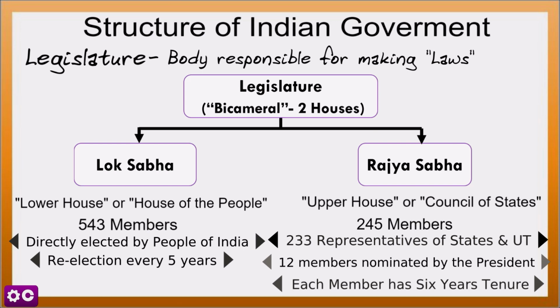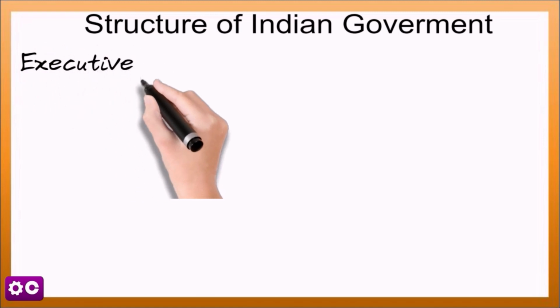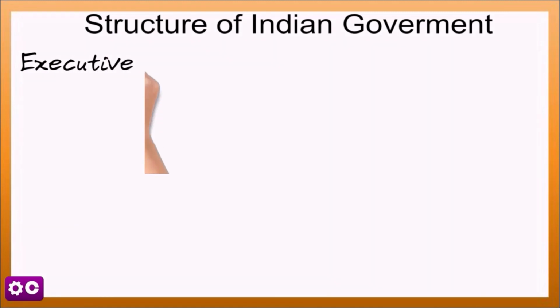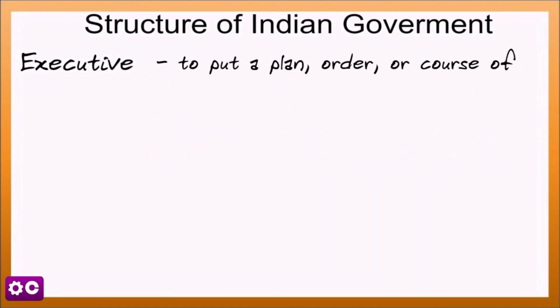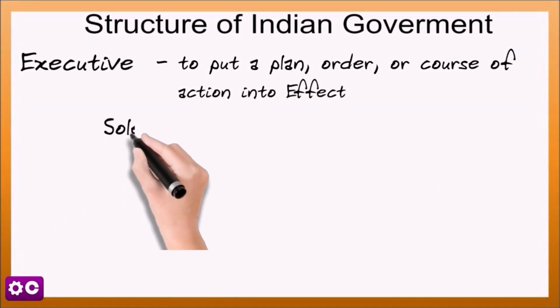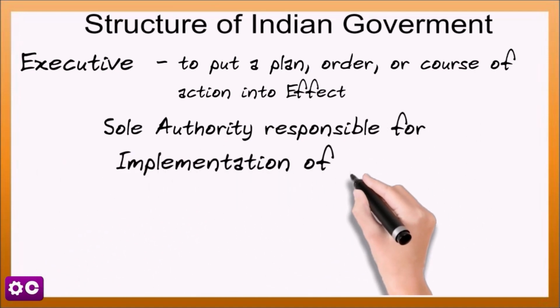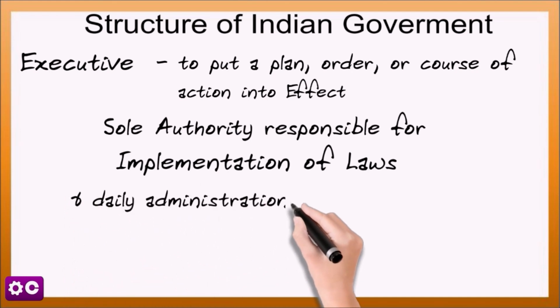For becoming a law, all the bills or draft of law proposal should be approved in both the houses of the parliament and have the assent of the president. The second branch of government is the executive. The word executive means to put a plan, order or course of action into effect. The executive branch is the sole authority responsible for the implementation of laws and daily administration of the country.